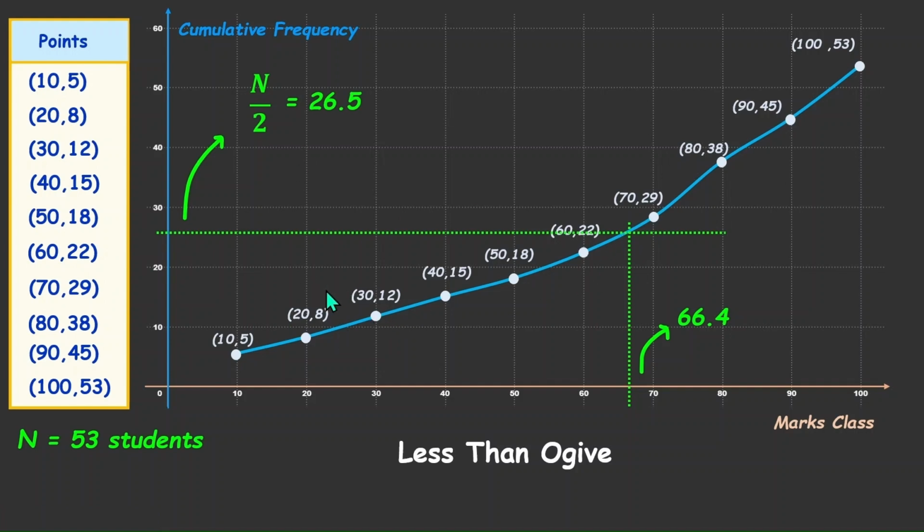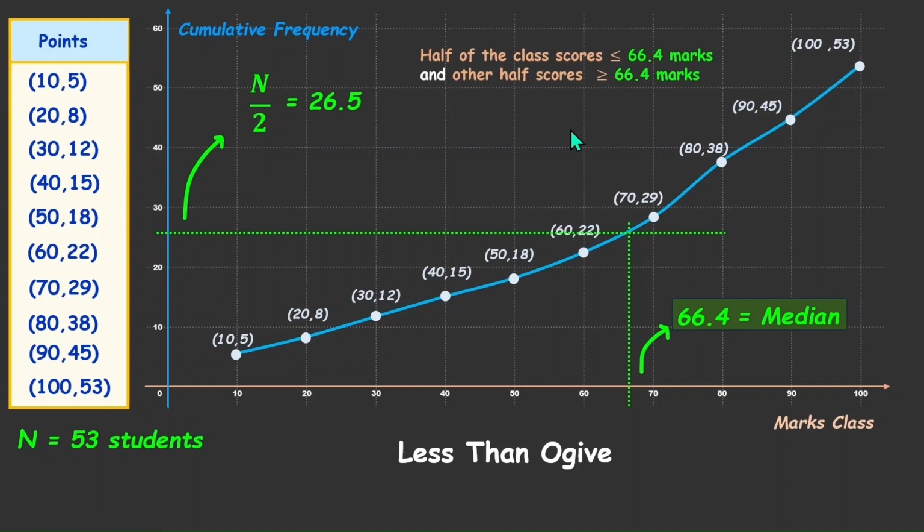But since it is the exact half, I can also say that 26.5 students are scoring more than 66.4. So that means that 66.4 is our median, because half of the class scores less than or equal to 66.4 marks and the other half scores greater than or equal to 66.4 marks. And that's why 66.4 has to be the median. And you see how convenient it is with a less than ogive curve.